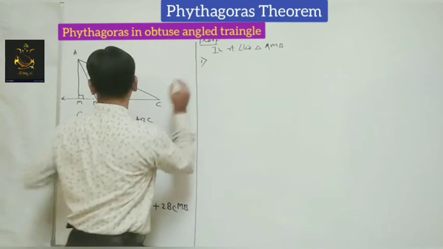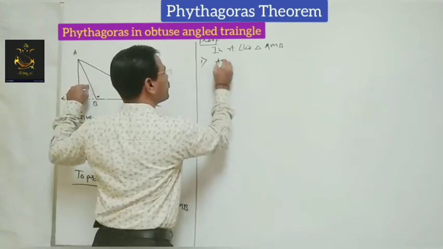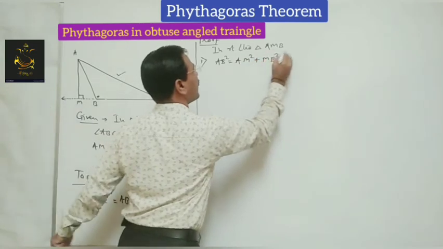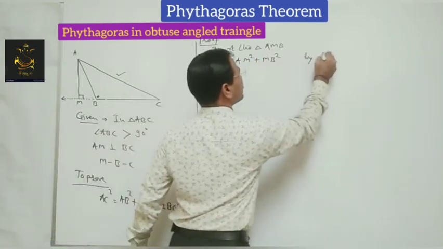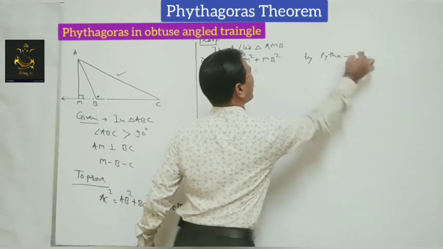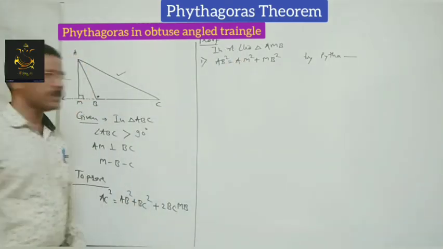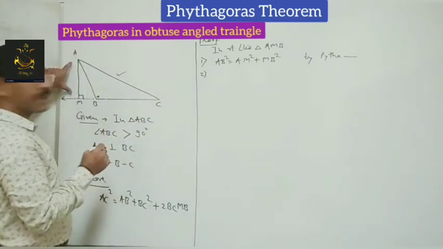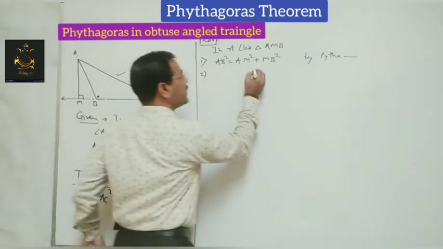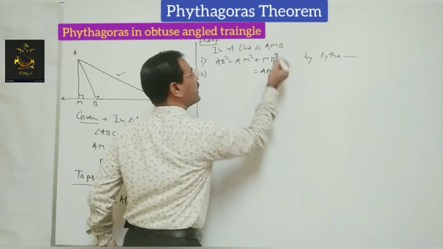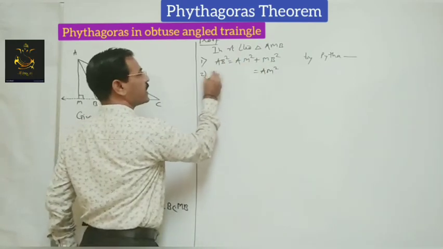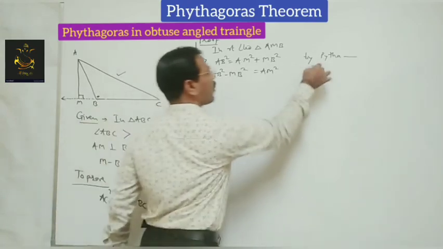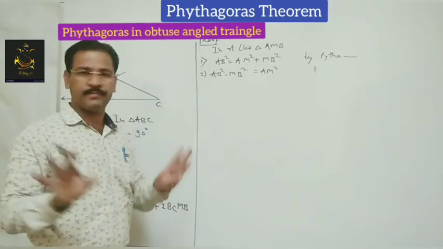Apply the same thing. AB square is equal to AM square plus MB square. This is by Pythagoras. Okay friends. Now that one again we'll write in the form of the common side, which is AM here. So keep this AM square here only. Take MB square to this side. AB square minus MB square. This is from 1. Very similar.